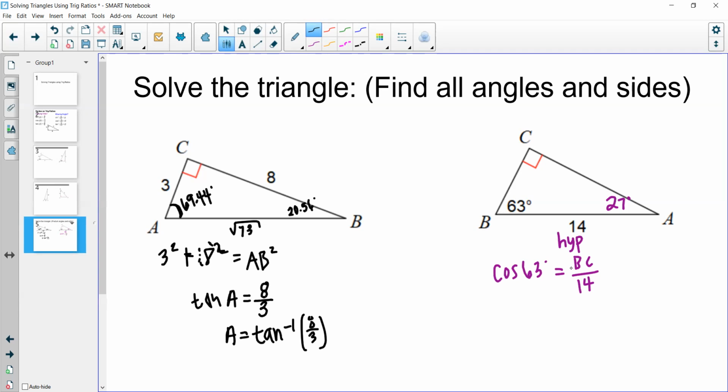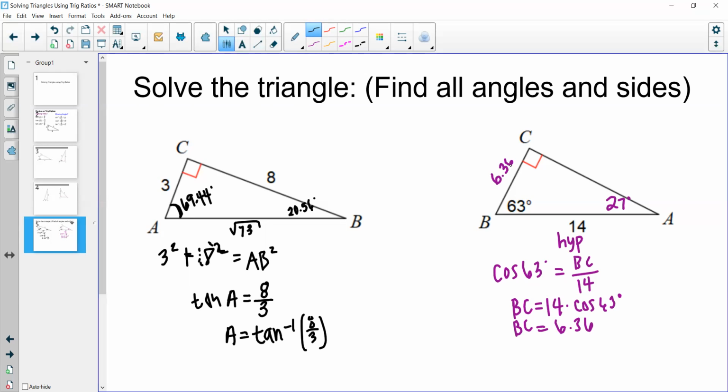So then what we can do is figure out BC, and that is going to be 14 times the cosine of 63 degrees. And when we do 14 times the cosine of 63, we end up getting that BC is equal to 6.36. This line here is 6.36 units long.